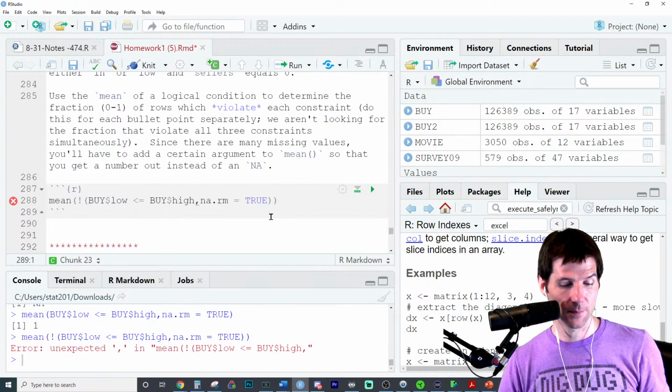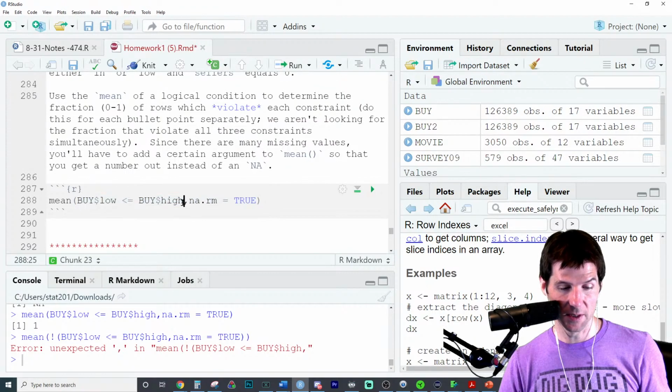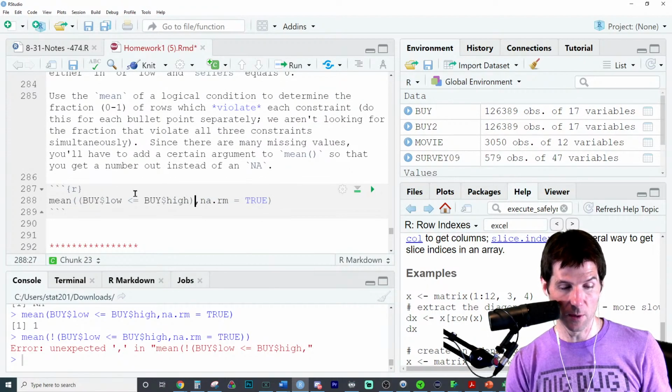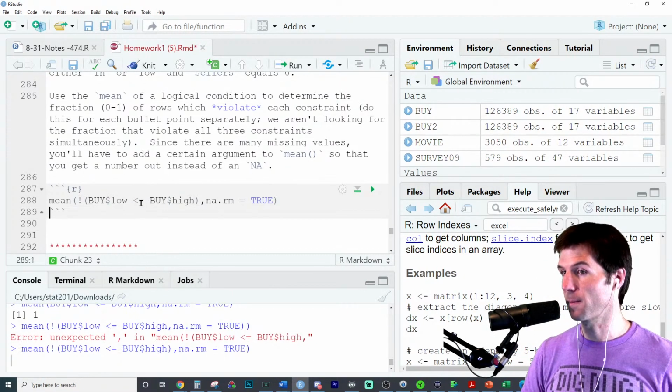Watch that. Oops, what did I do? Oh, my brain is not working today. I want to go right here to the whole condition. I want to go around it with an exclamation, and this flips everything.